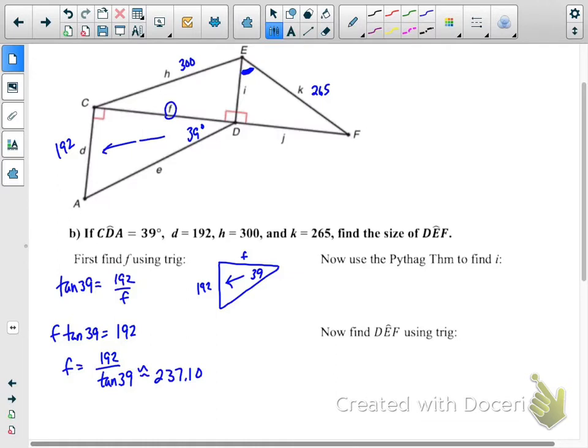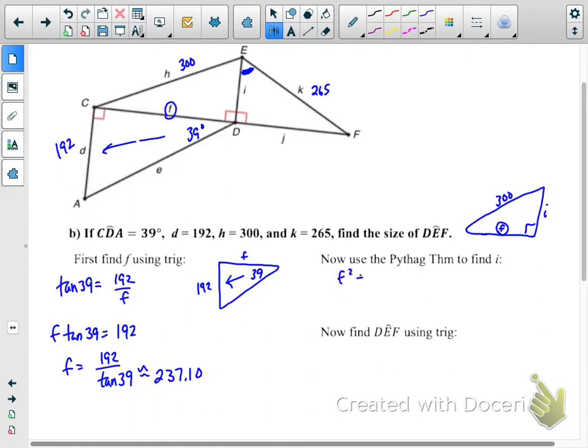But now that I know F up here, and I'm going to redraw that triangle, F, I'm just going to put a circle around it. I know what F is. And I know that this is 300, and I would really like to know I. So I really have no choice here. Even though F is a yucky number, I have to use it. I know nothing else, and I need to get to that I. So I can do the Pythagorean theorem.